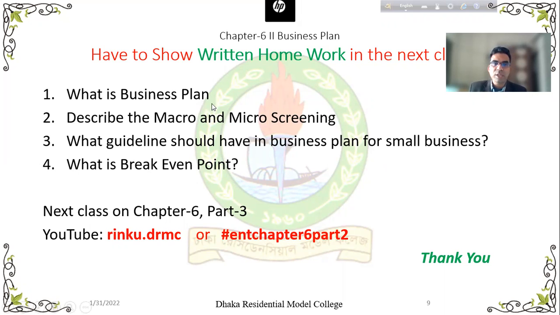Your homework is, what is business plan? Describe the macro and micro screening. What guidelines should be in a business plan for a small business, and what is break-even point? Okay. Try to read and have to read.